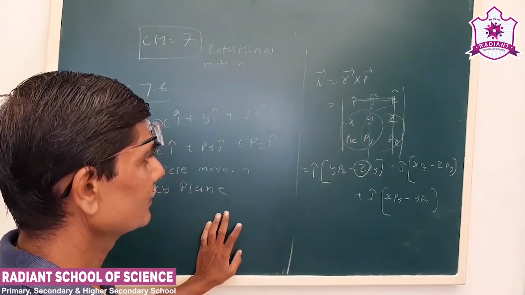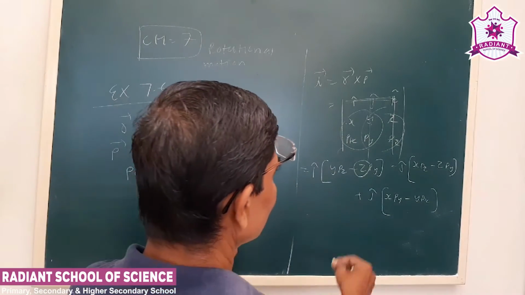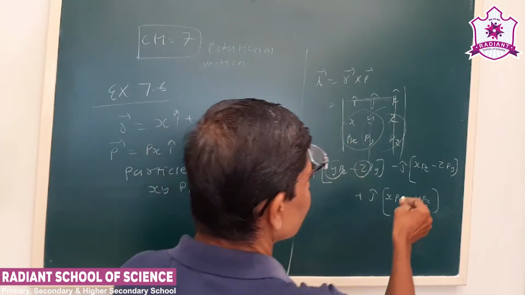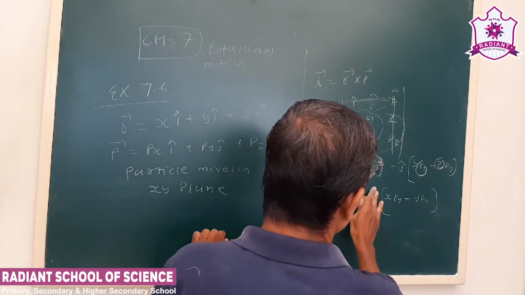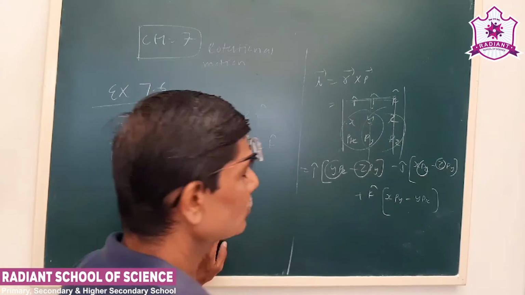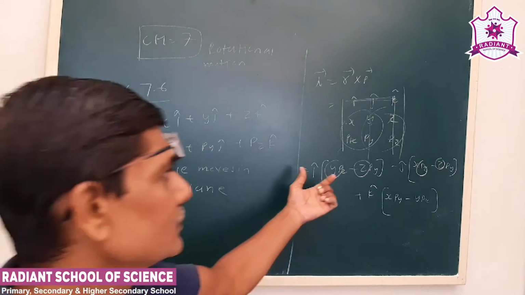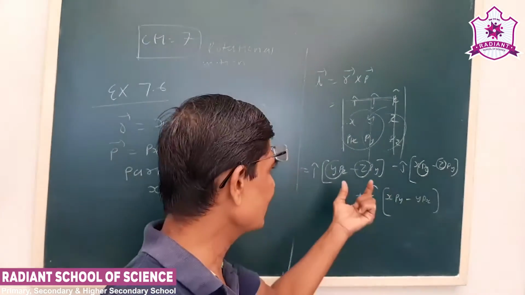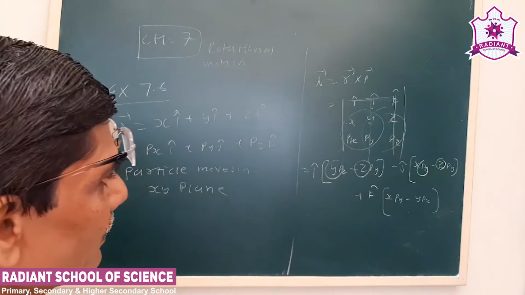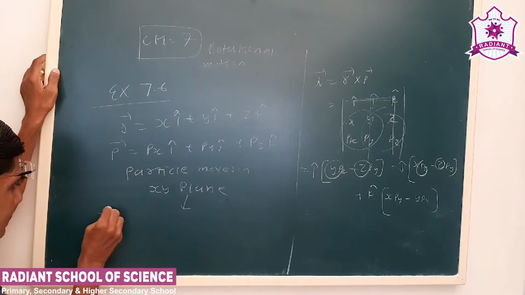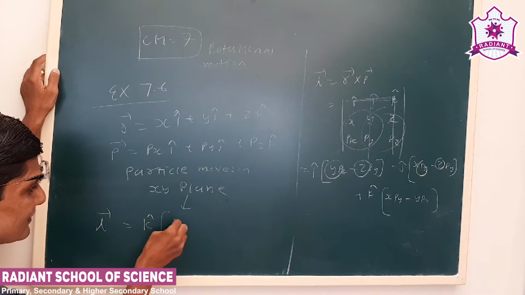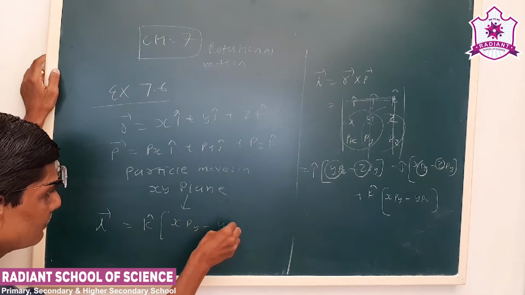Here also, this will be 0. Here I should write k caret. So what we see is that out of the 6 terms, 4 will become 0. So in that case, the angular momentum L will be k caret (x py minus y px).